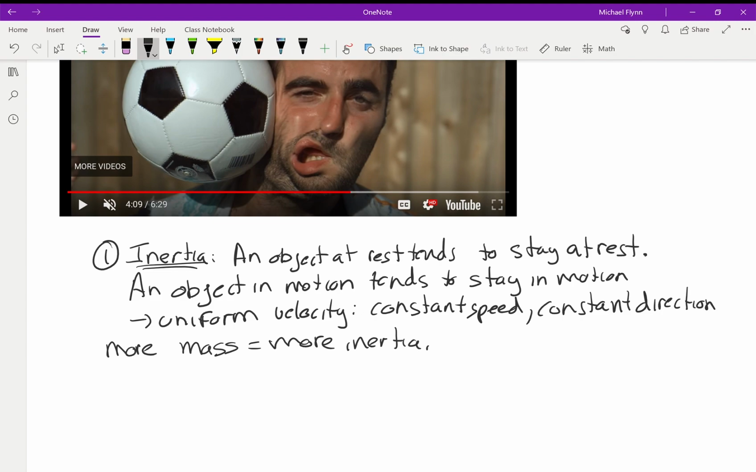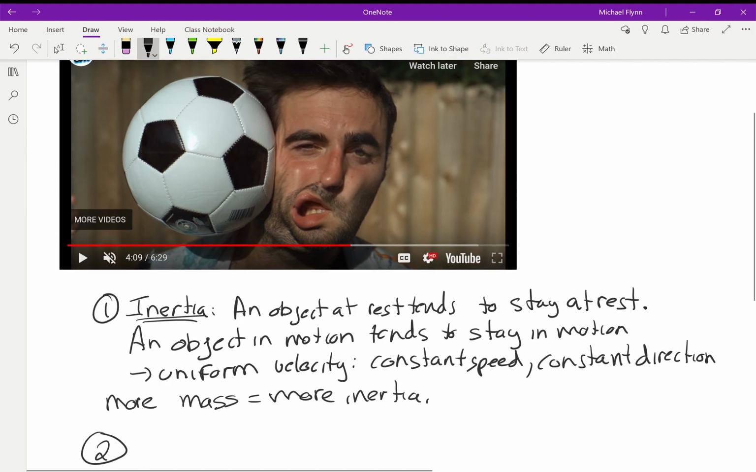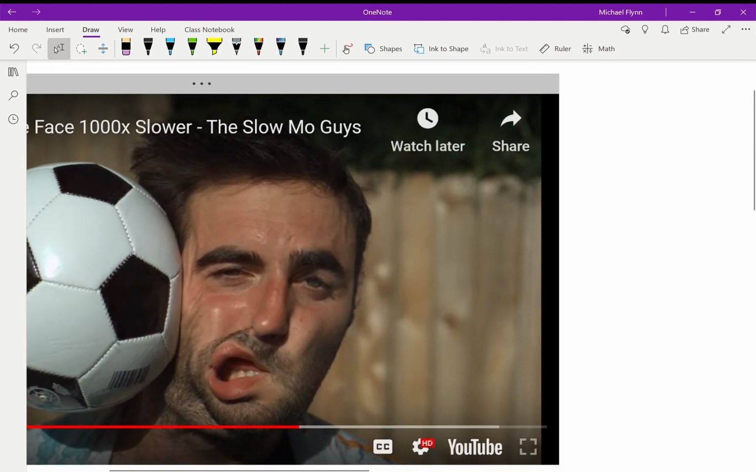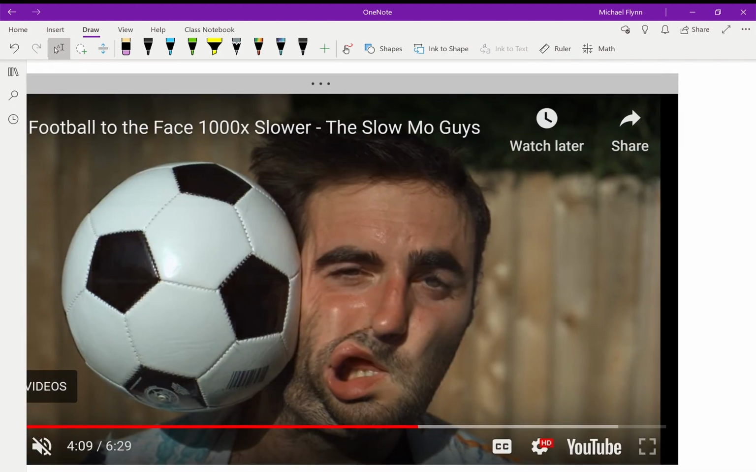All right, number two. Number two is what happened to this guy's face when the ball hit it. When the ball hits his face, it exerts a force on his face, and here you can see it. It exerted a force on his face, and that pushed his face to the right. You can see the inertia in his nose and in his mouth. They're trying to stay at rest. They tend to stay at rest, and so they're trailing behind the movement of his skull. So anyway, you can see some inertia there.